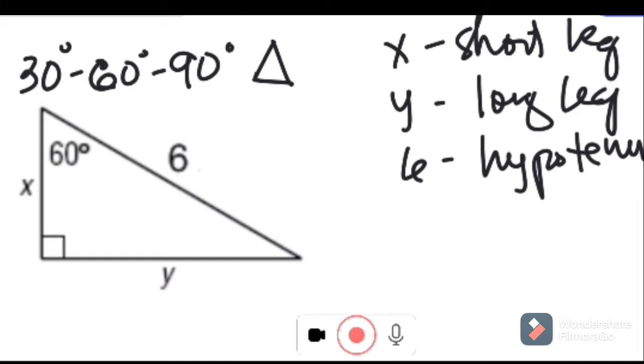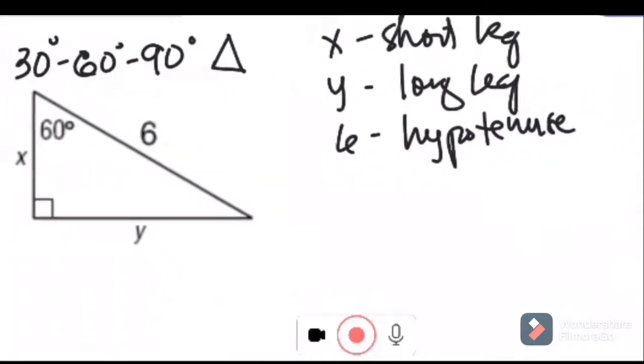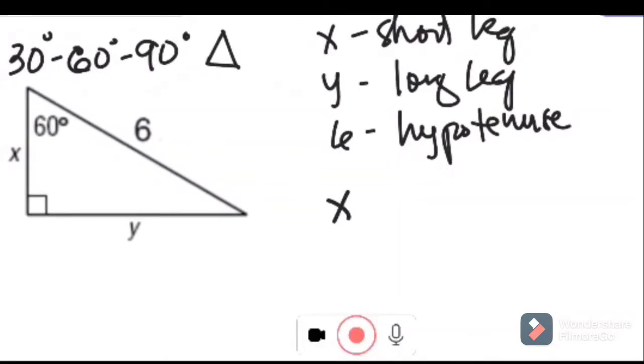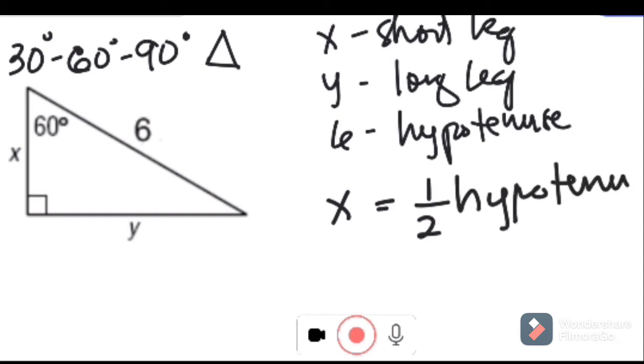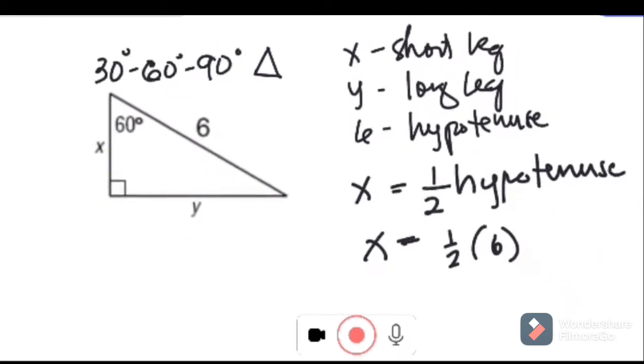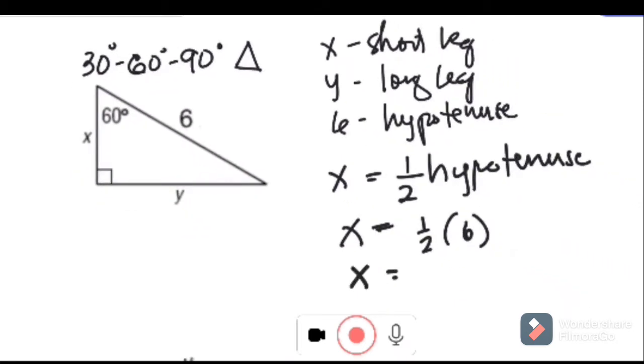How do we get a shorter leg? It is 1/2 of the hypotenuse. So let us write that. To find X is equal to 1/2 of the hypotenuse. So what is our hypotenuse? Correct. 6. So what is 1/2 of 6? 3. Now we have the value of our short leg is equal to 3.